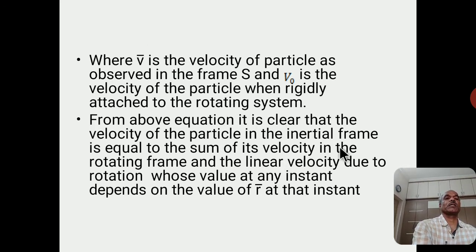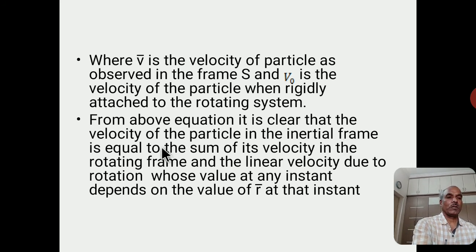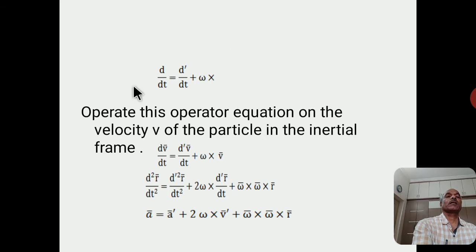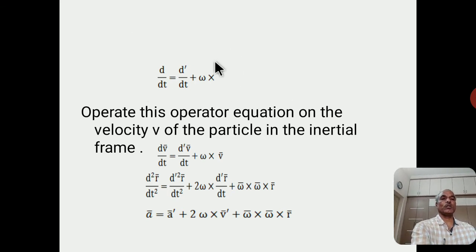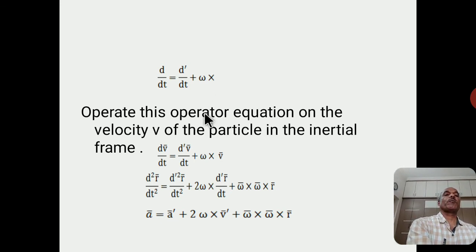From the above equation, it is clear that the velocity of the particle in the inertial frame is equal to the sum of its velocity in the rotating frame and the linear velocity due to the rotation. Now let us consider d/dt is equal to d'/dt plus ω cross as an operator equation. Now let us operate this operator equation on the velocity v. If you substitute for v in this equation, you will get this equation.